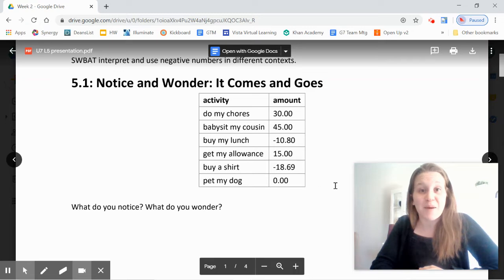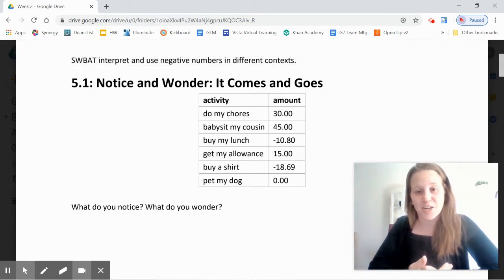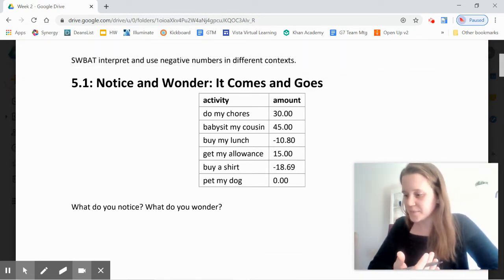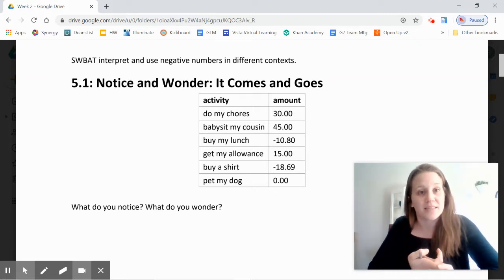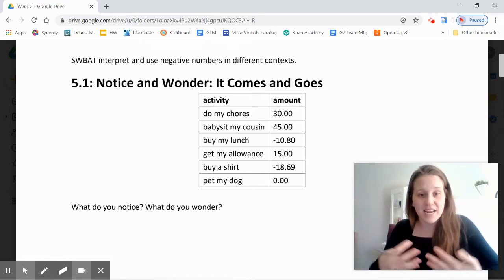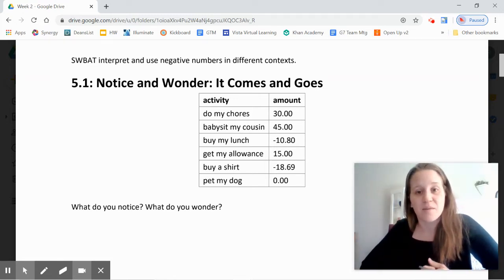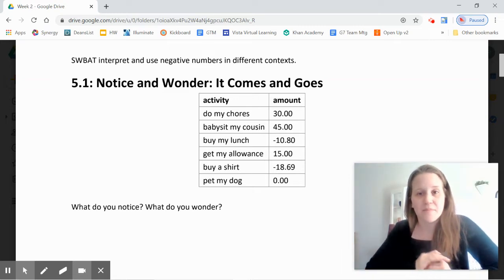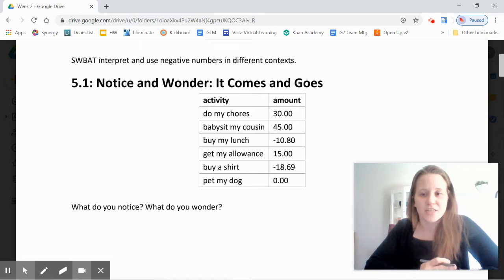Okay, so this chart is about money. So if you noticed or wondered, is this chart about money? Absolutely, it is. You may have wondered what is a positive value and what does a negative value mean? Hopefully that answered your question. A positive change or earning money, getting money for something was a positive amount changed. And spending money, buying something was a negative amount changed.